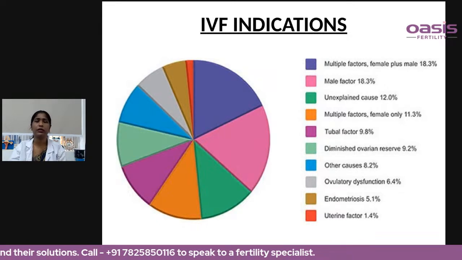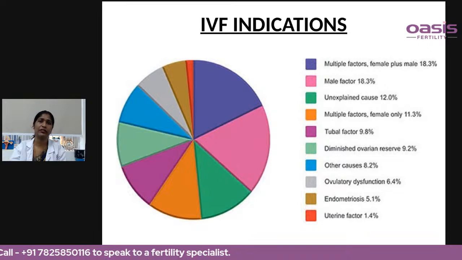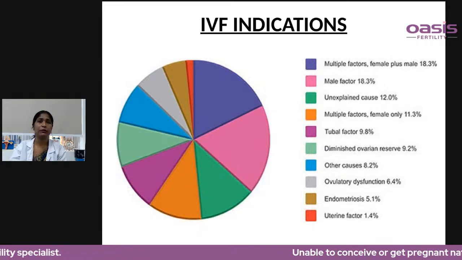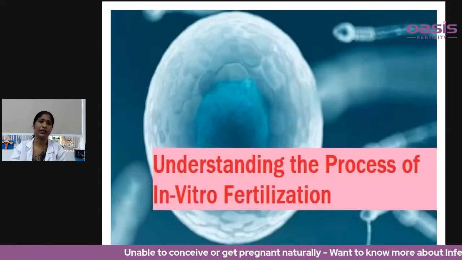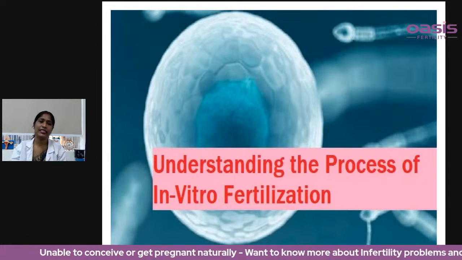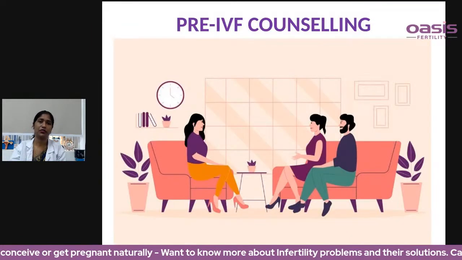So uterine factors could be reasons like if the uterus has been affected with conditions such as tuberculosis or Asherman syndrome, or if there may be some women who do not have a uterus, so they can have their own biological child using IVF. So let's understand the process of IVF or in vitro fertilization.